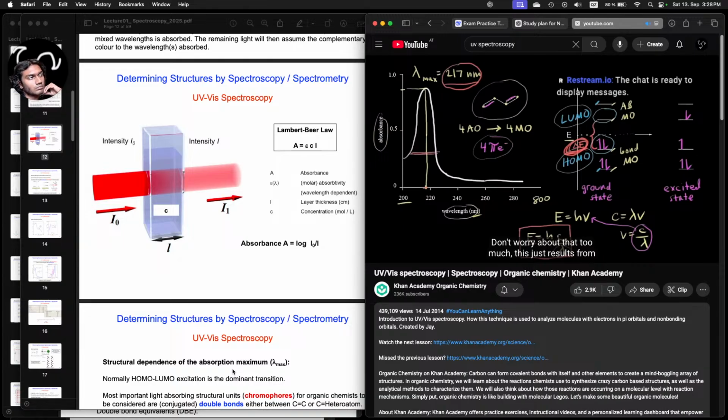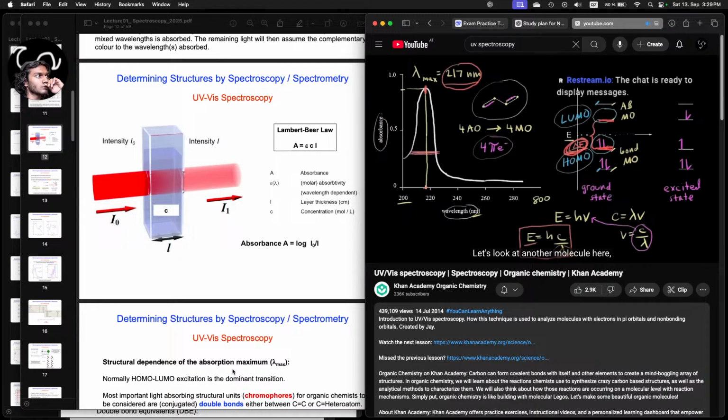This just results from the different vibrations and rotations of the molecule, which can change the energy differences slightly. So we don't see one exact wavelength. We end up seeing this broad band of wavelengths being absorbed here. What you do is look for the one that's absorbed most strongly and think about that as being the wavelength that corresponds to the energy difference between these two orbitals. So that's how to think about it.